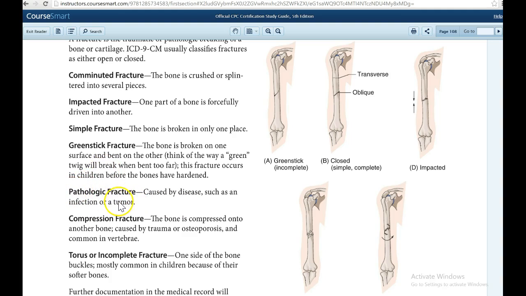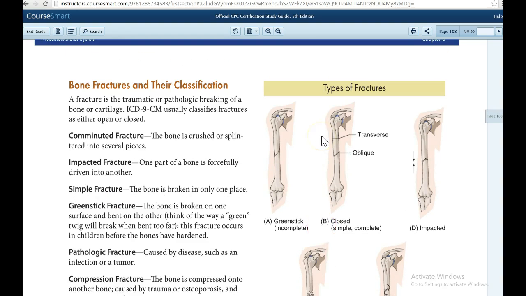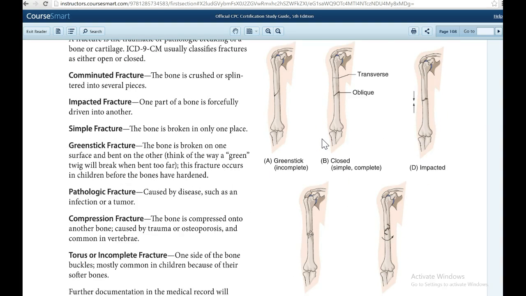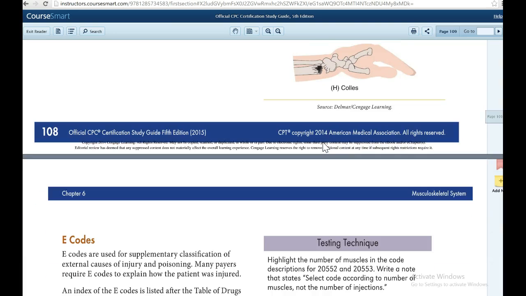A pathological fracture is a fracture that is caused by a disease process, such as if you had osteomyelitis, it would make your bones brittle. A compression fracture, a torus or incomplete fracture, you all, and there are some diagrams on these different types of fractures as well. So make sure you know those different fractures.